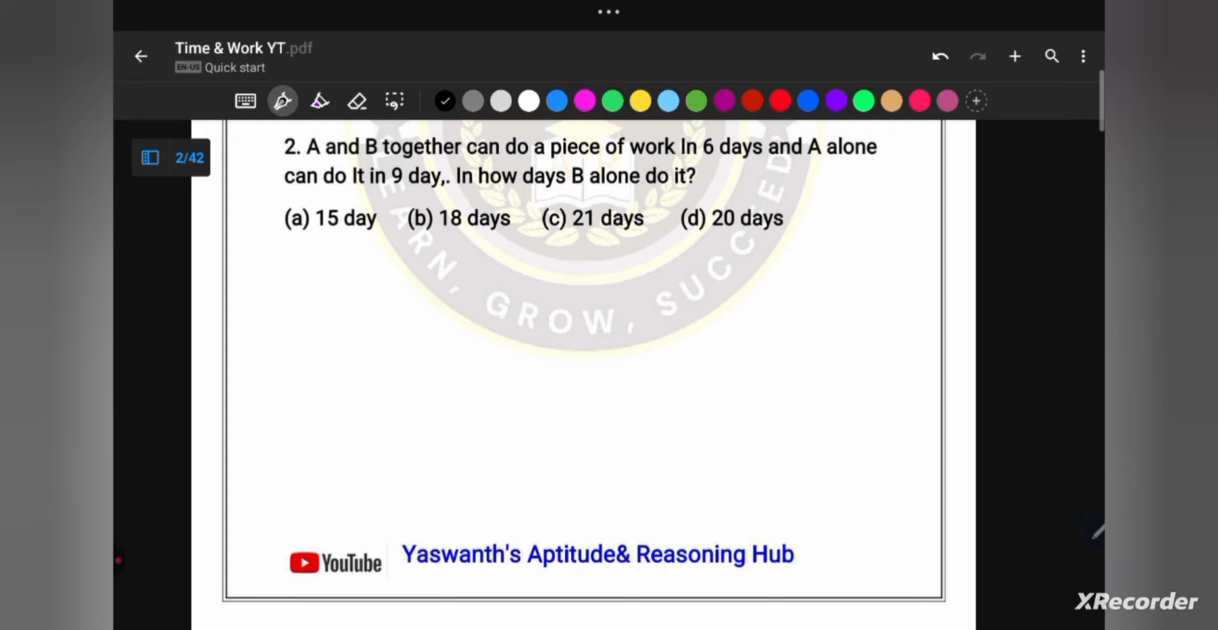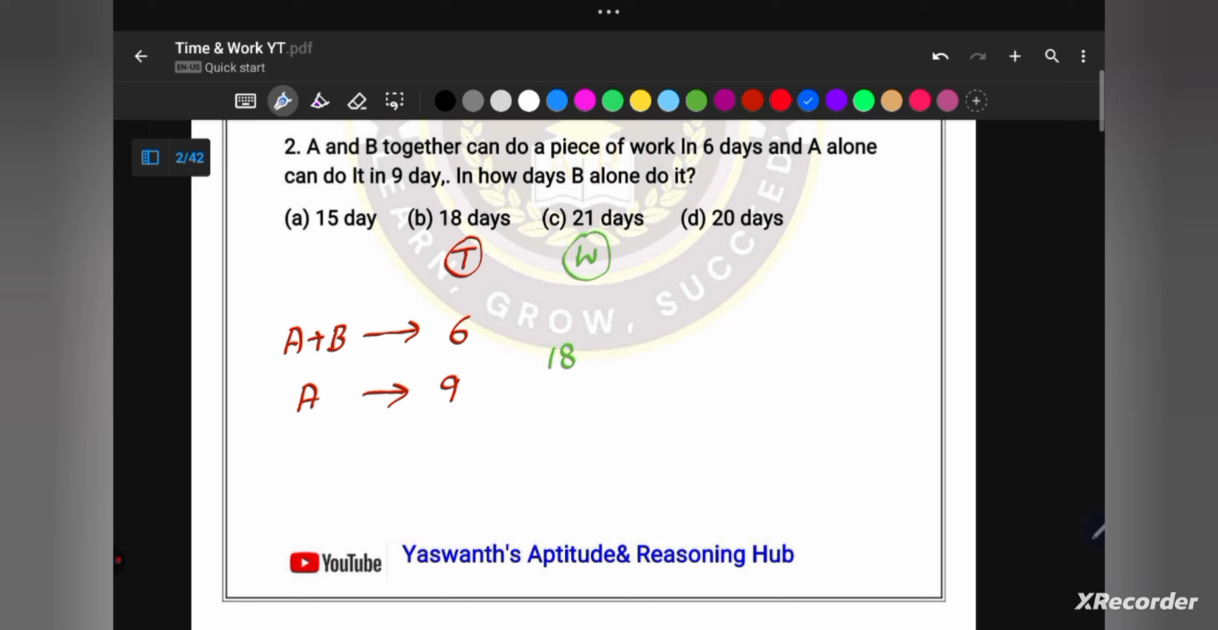Here, the first statement: A plus B together, how much time? 6 days. Whereas A alone, we will be taking 9 days. So first, this is the time period. We will be calculating the work by using the LCM. What is the LCM? 18 units.